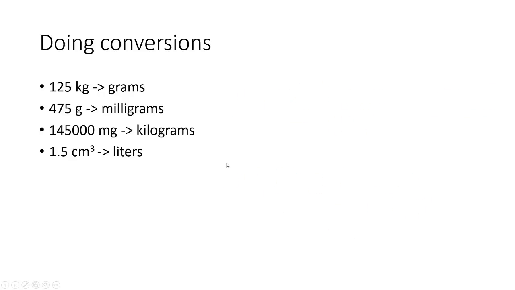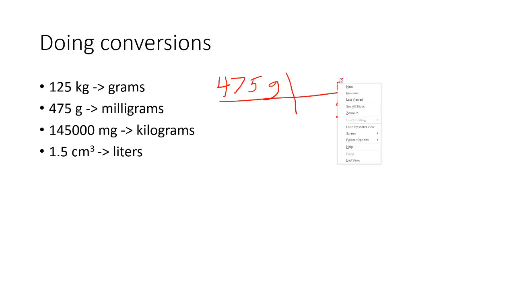So, our second example. Here we have 475 grams. So in this case, I know I'm in grams and I want to go to milligrams. So if I want to get rid of grams, they're going to have to be on bottom. And then I know a conversion factor directly from grams to milligrams, so I can put milligrams on top. And we know that for every 1 gram, there are 1,000 milligrams.